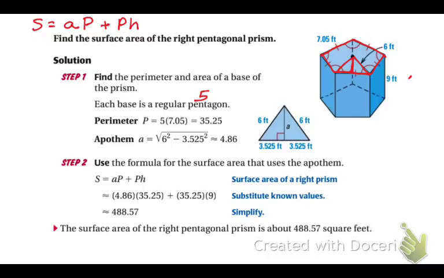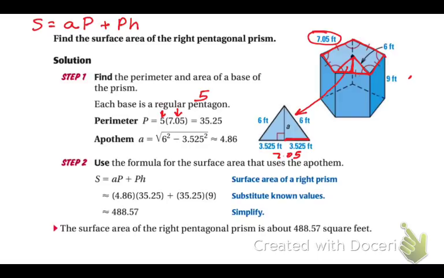So we're going to multiply, remember that the perimeter is equal to the number of sides, 5, times the length of each side. Okay, and that's equal to 35.25. So here is the length of each side, and you're multiplying it by 5 sides, you get 35.25. Now, we've taken this little triangle and moved it down here, and we're given that each of these sides of the triangle is 6 feet, and we're given that this whole side is 7.05 feet, and you need to cut it in half to figure out what, for instance, this length is. So we know that that length there is 3.525, and we use good old Pythagoras.